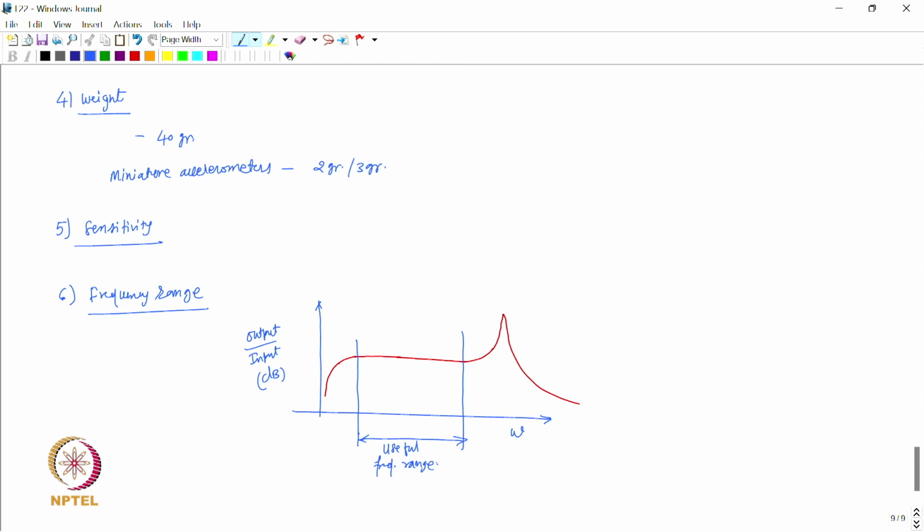Of the accelerometer, and this peak here is nothing but the resonance of the accelerometer, and this frequency is nothing but the natural frequency of the accelerometer.